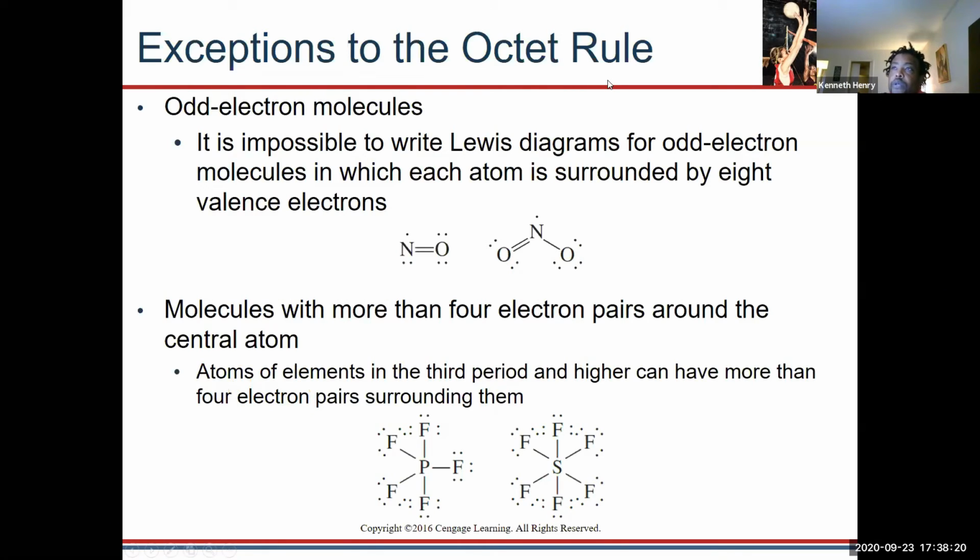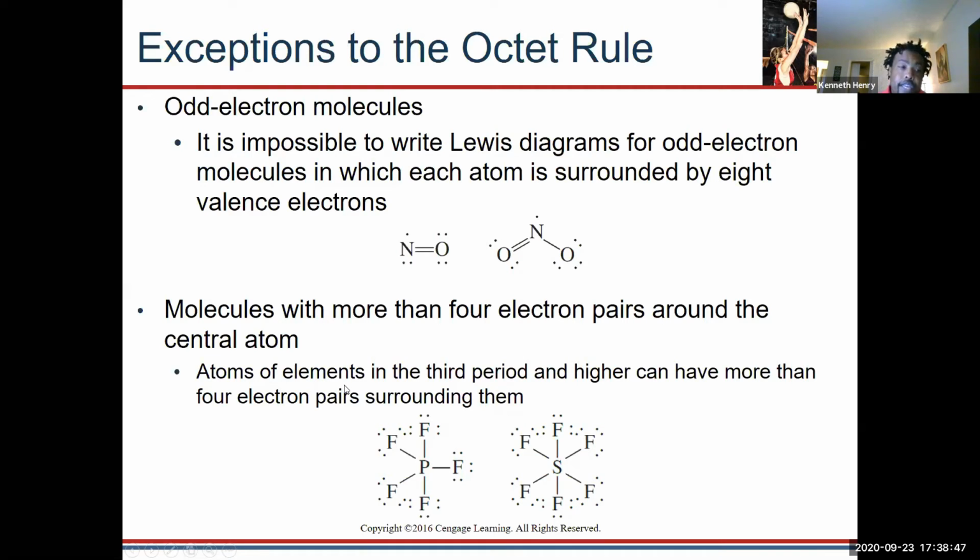Okay, so if you have an odd number of valence electrons, then you know that you're never going to meet your octet. So you've got to be creative. Okay, and so that's the case of NO, and then also NO2.